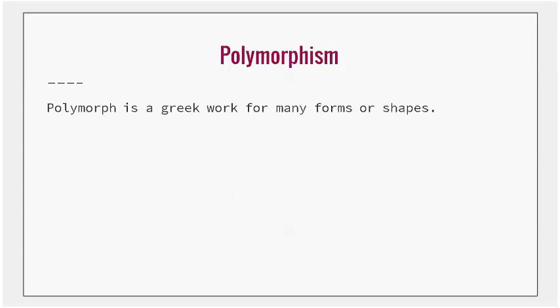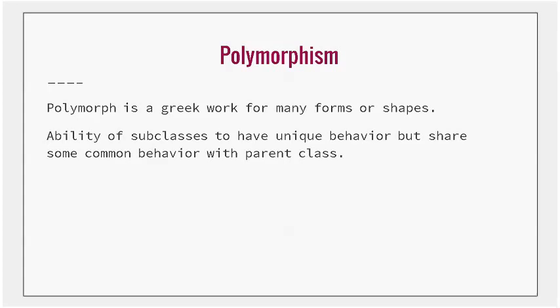So polymorphism as a word, it's a Greek word, and it means or it symbolizes many forms or shapes. So from Java perspective or OOP perspective, it means the ability of the classes to have certain unique behavior of their own, but at the same time sharing a common link with their parent class.